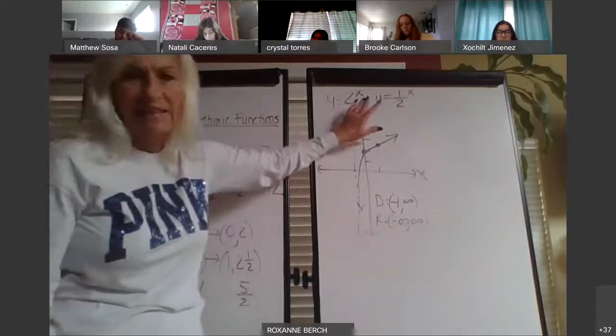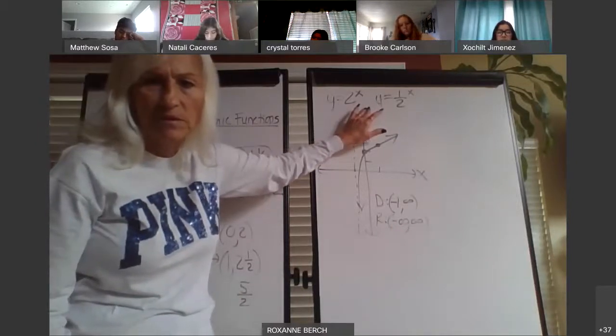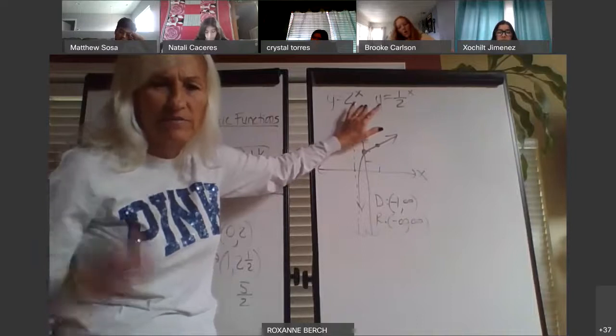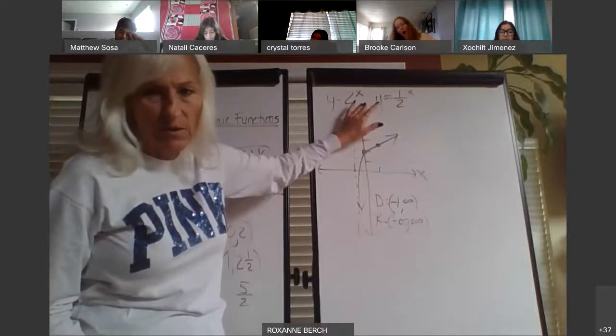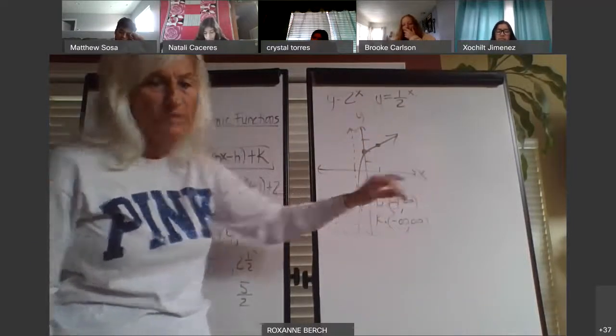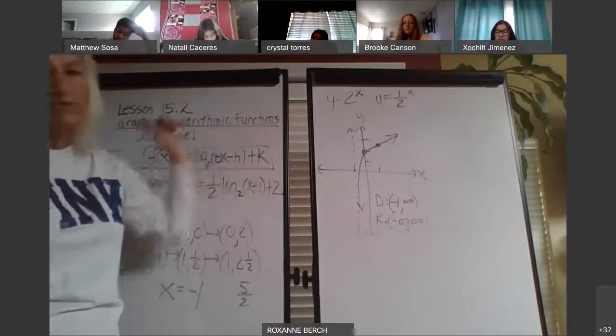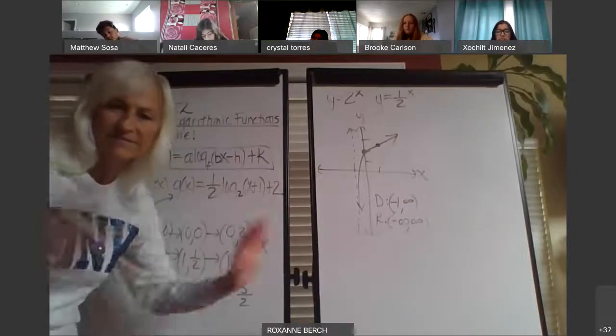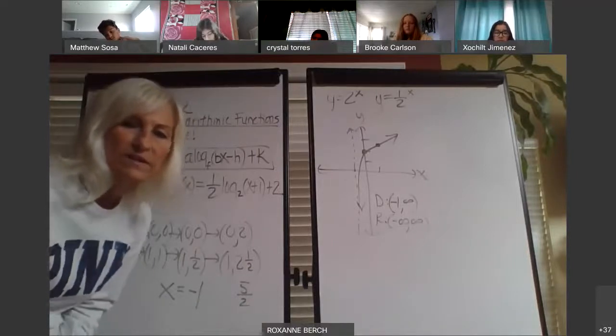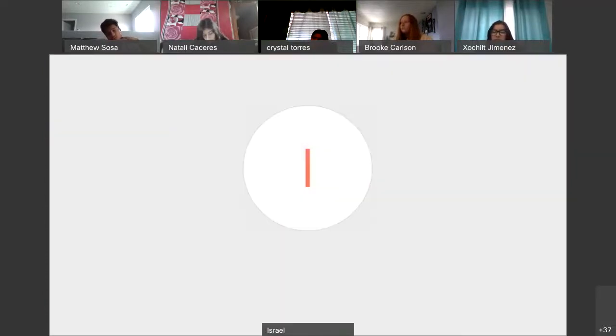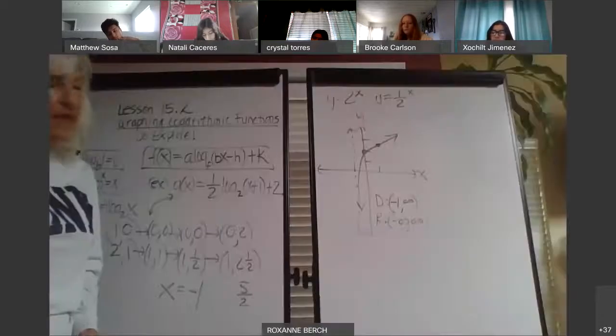Sorry, did I say x? These are y equals 0. They're horizontal asymptotes. These guys are vertical asymptotes. So these are horizontal, these are vertical. Was that clear? Okay, great. Other questions?